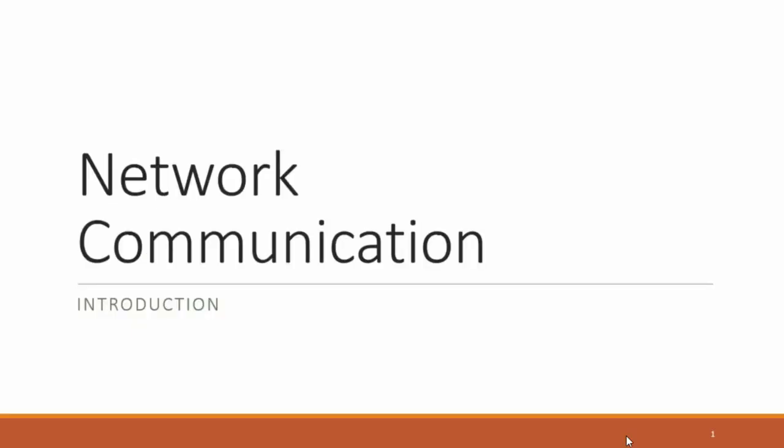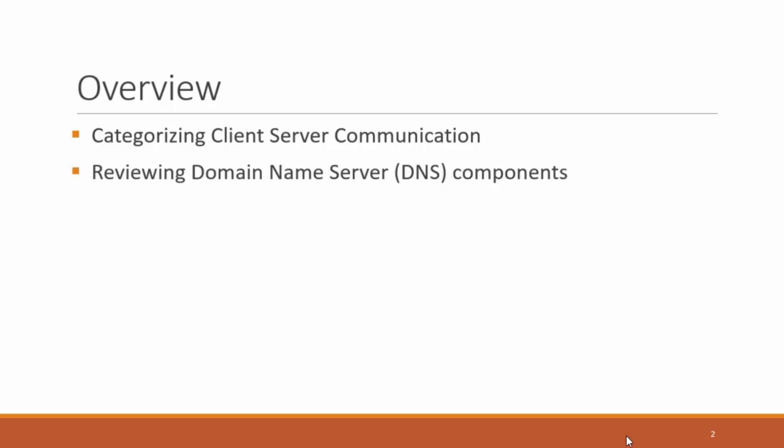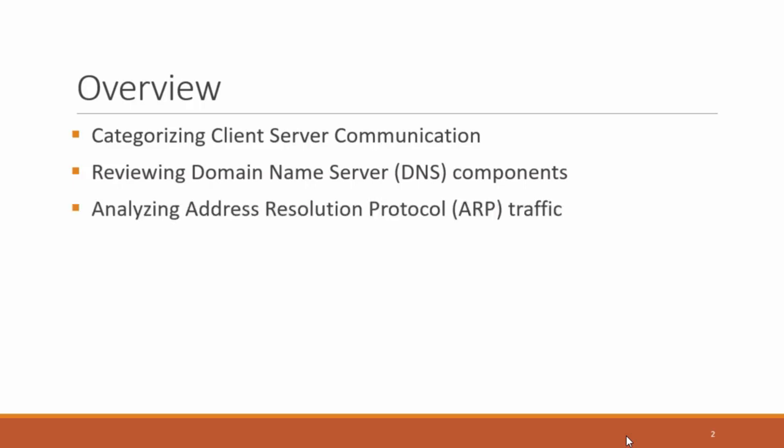Network communication. In this module, we will introduce the initial components of network communication. We review what takes place when you communicate within a network. What we're going to cover in this section is we're going to categorize the client-to-server communication. That is, how do clients and servers communicate at the network level? Once we've done this, we're going to look at the Domain Name Server. The Domain Name Server takes the human readable form and prepares it for the machine. Then we're going to look at the Address Resolution Protocol. This is how we take our information and we apply it within the network.